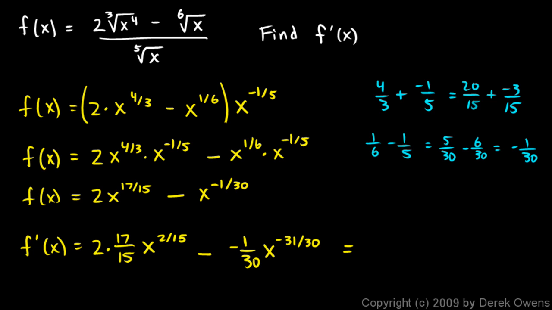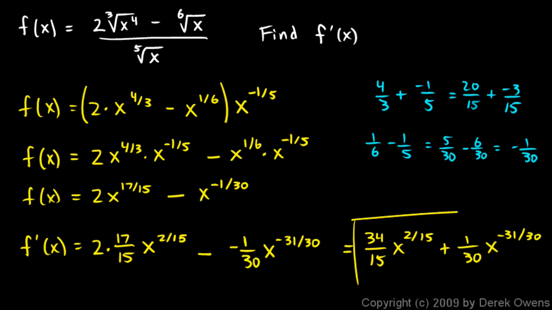So my final answer is going to be 34 over 15 x to the power of 2/15 plus 1/30 x to the negative 31/30. And that's the derivative of my original function. That looks like a messy, complicated answer, but that's the simplest way to write it. And that's a whole lot easier way to get there than trying to go straight to the quotient rule or the product rule.